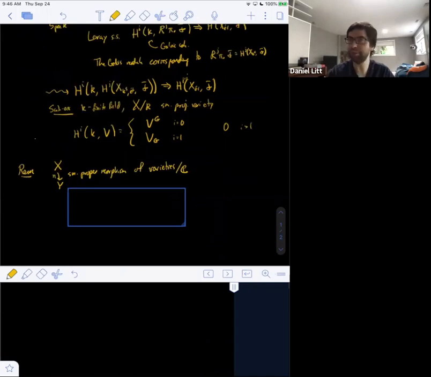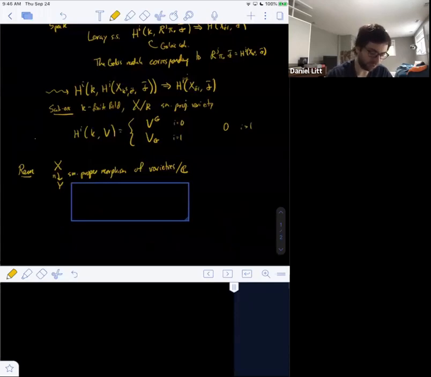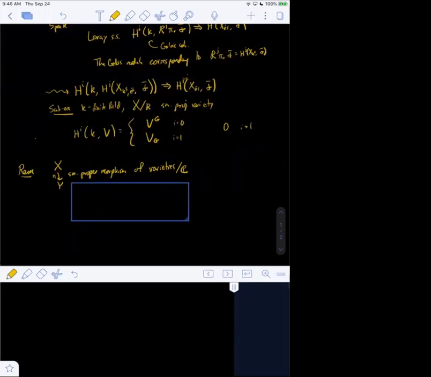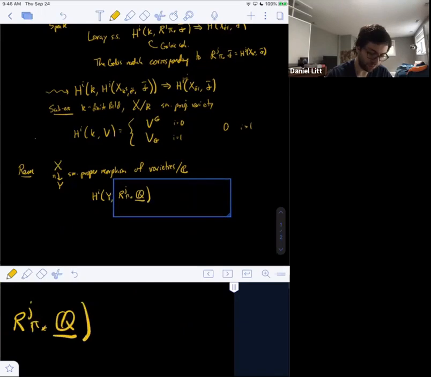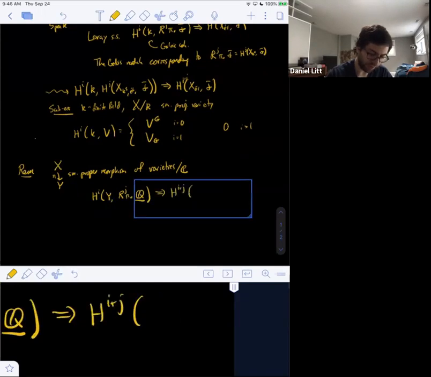Then there's a Leray spectral sequence in sheaf cohomology for sheaves on the analytic site. The proof is exactly the same. So we get a spectral sequence which goes from the cohomology of Y with coefficients in R^j pi lower star of the constant sheaf Q, and this will converge to H^(i+j) of X with coefficients in Q. So this is just singular cohomology of X.